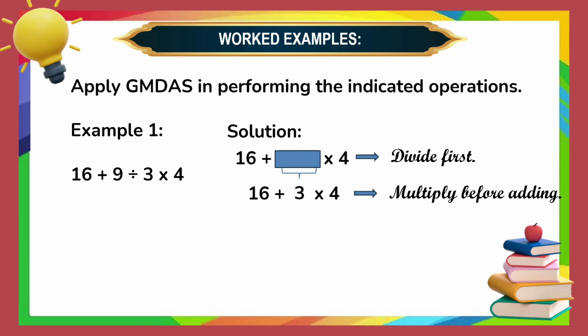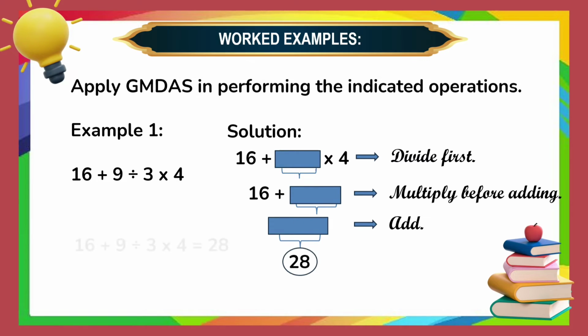Okay, before adding, we have to multiply 3 times 4. And the answer is 12. And then bring down 16 plus. So we have 16 plus 12. Of course, we have to add. The answer is 28. Okay, meaning to say 16 plus 9 divided by 3 times 4, the answer is 28.